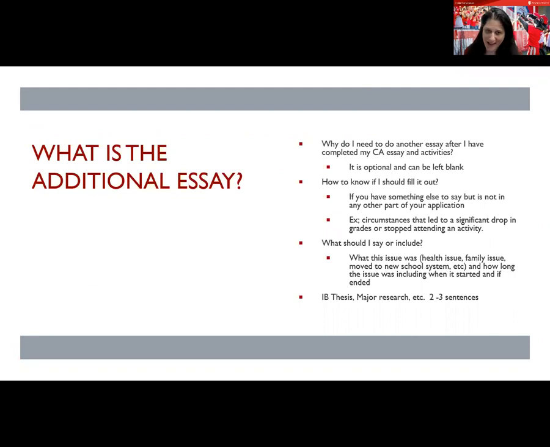What is the additional essay, and why should I complete it, or do I need to complete it? Essentially, the additional essay is a section where you have the ability to write up to 650 words, anything that might not have been included in your application essay, extracurricular activities, or any other part of your application that is being submitted. It is optional and can be left blank. Therefore, if you do not have any additional information in your application to include, you do not need to include it.